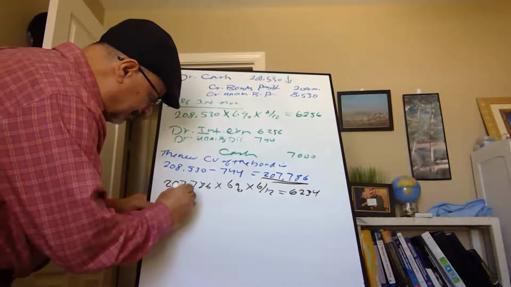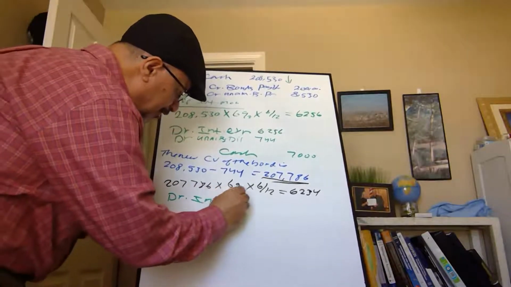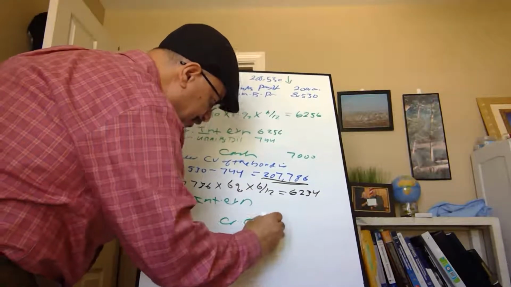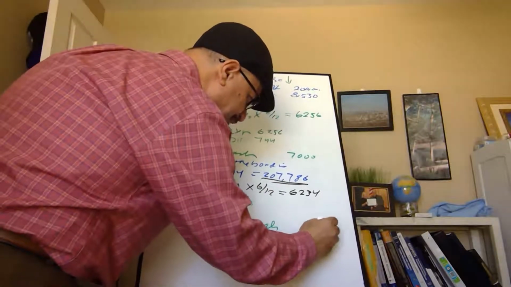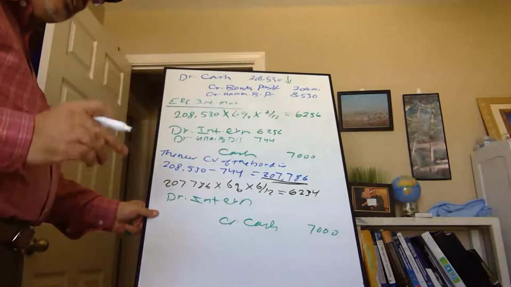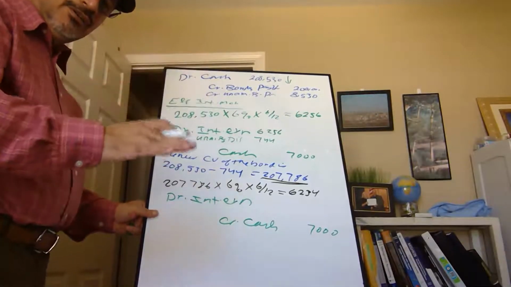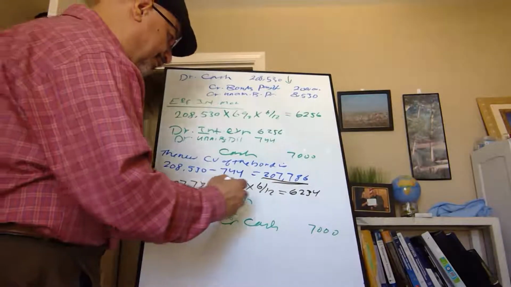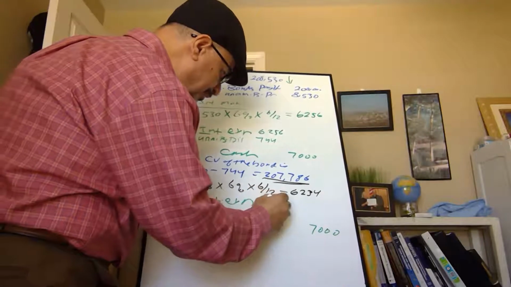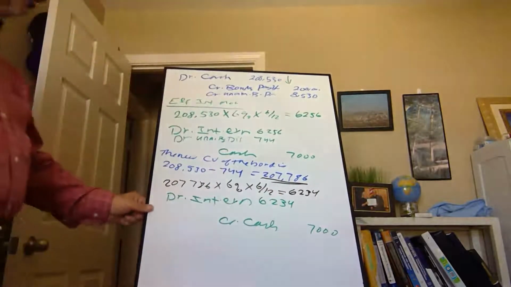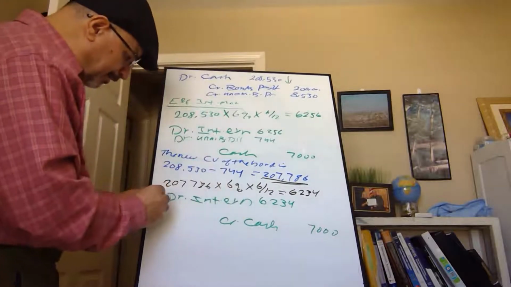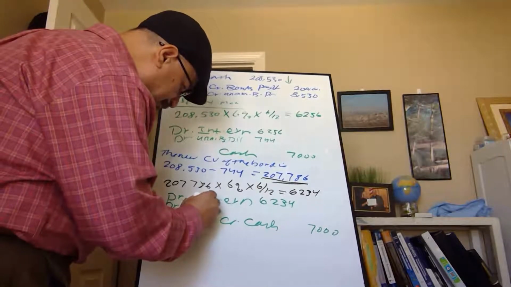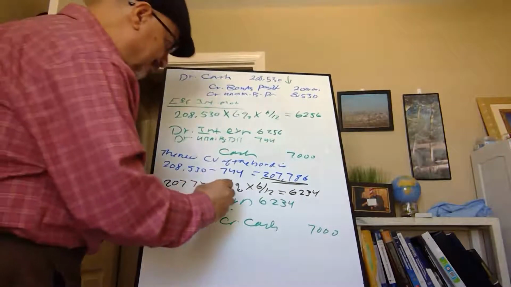Debit interest expense, and we automatically credit cash for $7,000. That is the obligated value, the obligated cash or interest we pay to the bondholders. And the interest expense is $6,234. And the difference between the two is a blank figure, the unamortized bond premium.